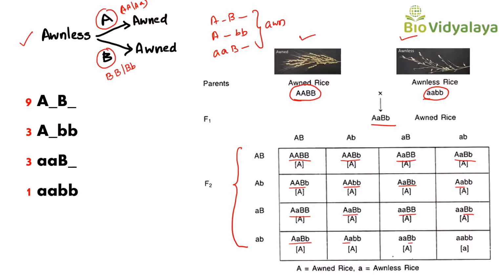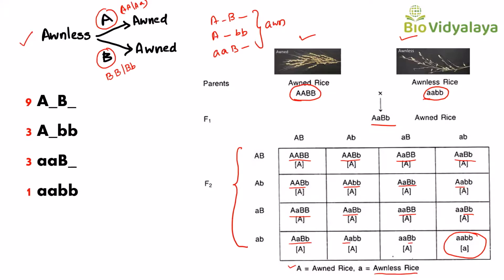So, all these genotypes are onrice. Here capital A is representing onrice. So, these all are onrice. But here none of the dominant allele is present. So, this is onless rice. So, the phenotypic ratio is 15:1.